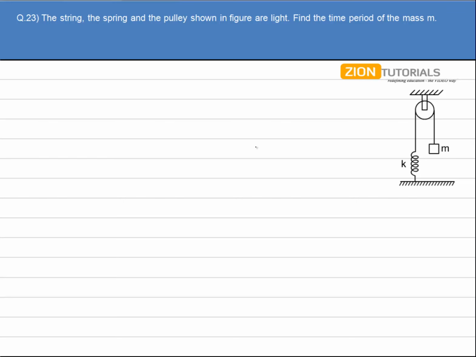The string, the spring and the pulley shown in the figure are light. Find the time period of the mass m. Now let's say the system is in equilibrium position initially. So if the system is in equilibrium position, the net force on the mass m will be equal to 0. So the tension that will be in the spring can be written as mg.